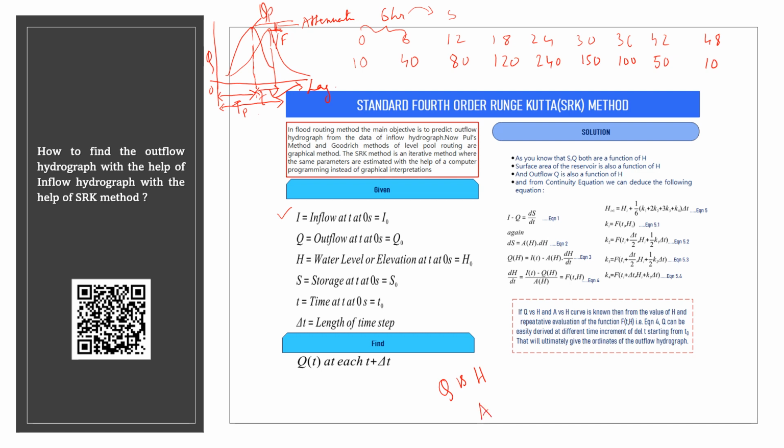This area is your surface area of the reservoir, not the watershed area or anything like that. It is the area of the surface of the water stored in the reservoir. So area versus elevation will also be provided. These are two graphs. Both have the common base or common x-axis, that is elevation.